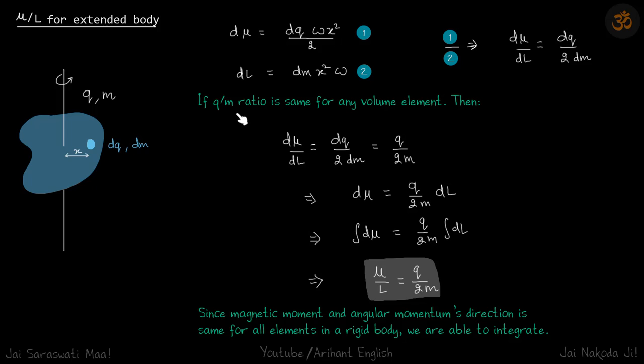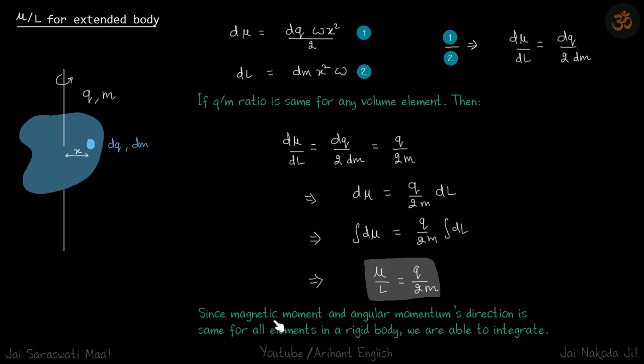Now if the q by m ratio is the same, that is, the body is uniformly charged and its mass is uniformly distributed, then for any volume element the q by m ratio is the same. So dq by dm I can write as q by m, so d mu by dL is q by 2m. Now we take dL this side and integrate. We'll get our original result, mu by L is q by 2m.